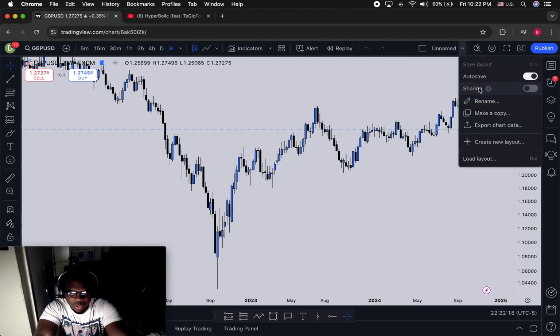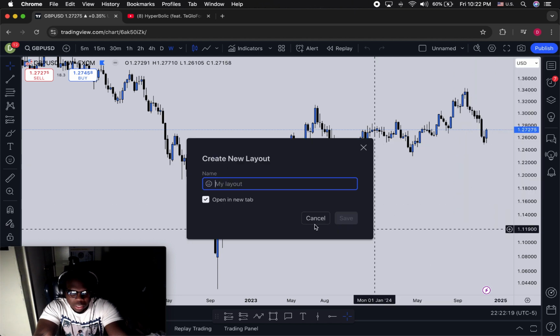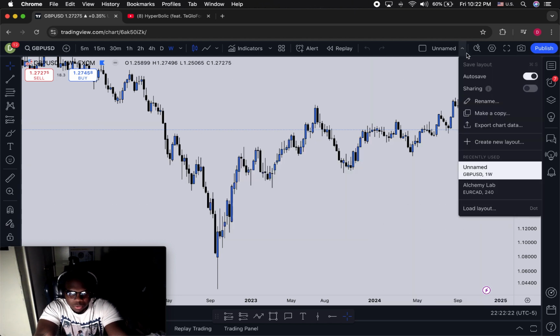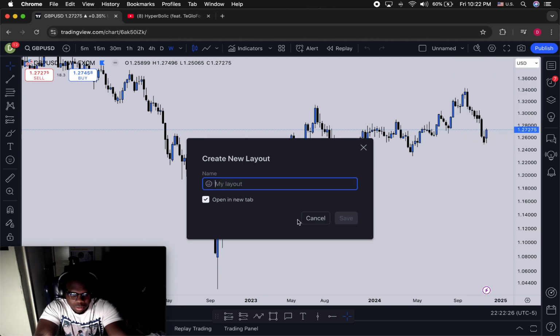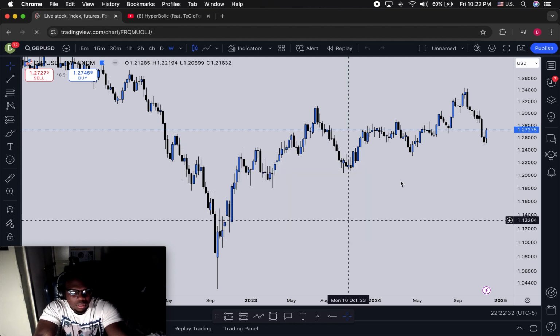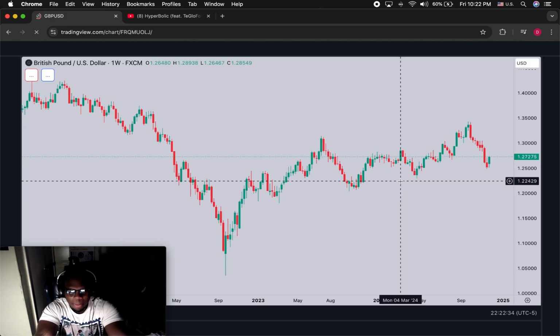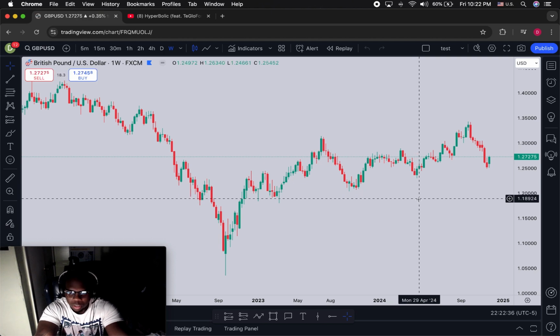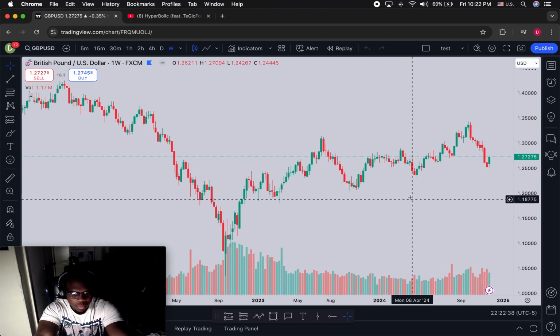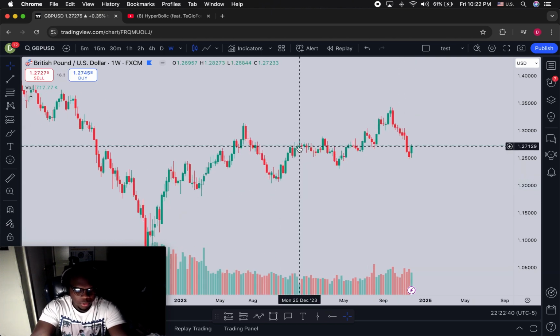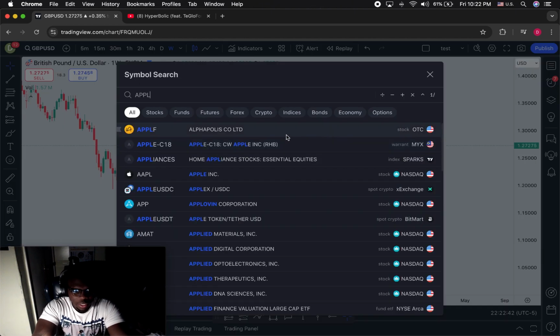Let me see. I could probably open up a new one. Create new layout. Test. Open a new tab now. All right, and this is what yours should look like right here. Yep. And it'll probably open you up to Apple, so we'll just go to Apple.